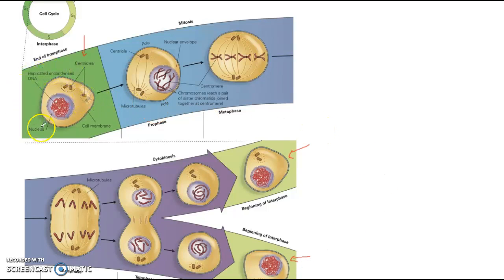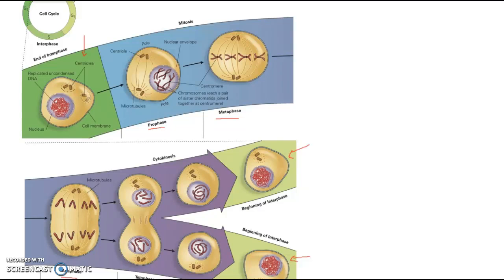Preceding mitosis is a part of the cell cycle called interphase, and then after mitosis is cytokinesis, which is division of the cytoplasm. Mitosis itself consists of four stages: prophase, metaphase, anaphase, and telophase.